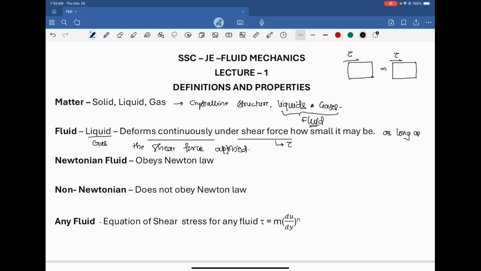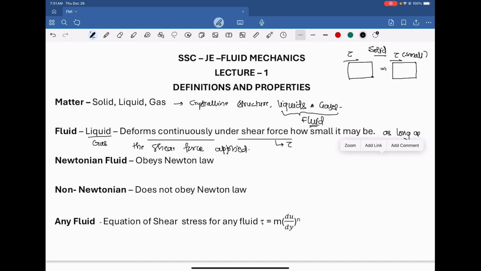When shear force is applied on the surface of the solid block, for small values of tau, there will not be any apparent deformation. Tau is small, apparent deformation is 0. We will not be able to visualize it except under high precision microscopes. From an engineering point of view, for all practical purposes, that can be neglected.